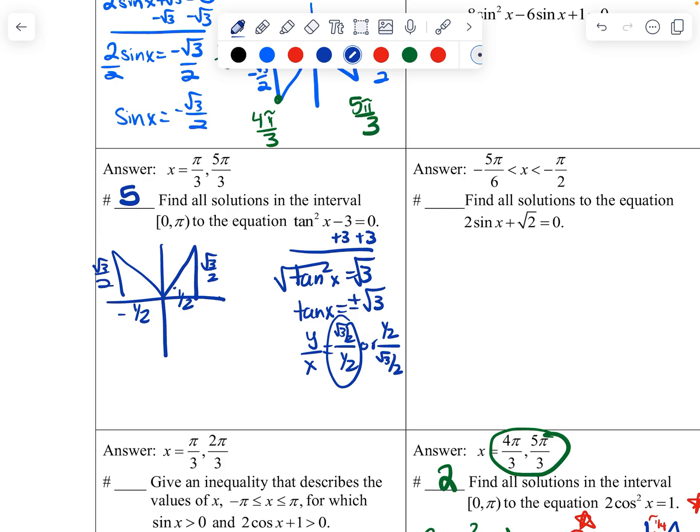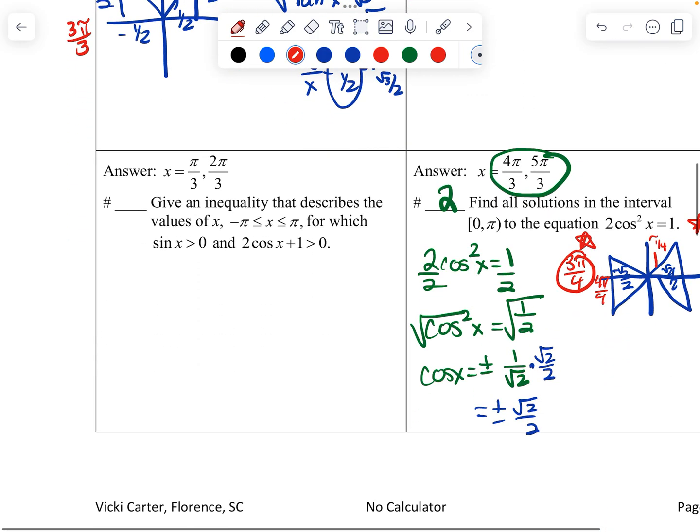So again, our angle is pi over 3. So what is this? This is pi over 3. Again, this is 3 pi over 3, so this would be 2 pi over 3. Pi over 3 and 2 pi over 3. We'll write down below. So this is number 6.